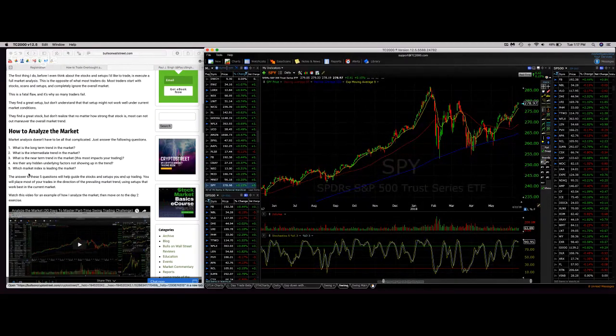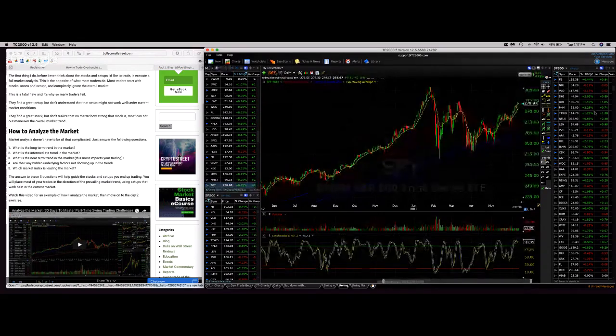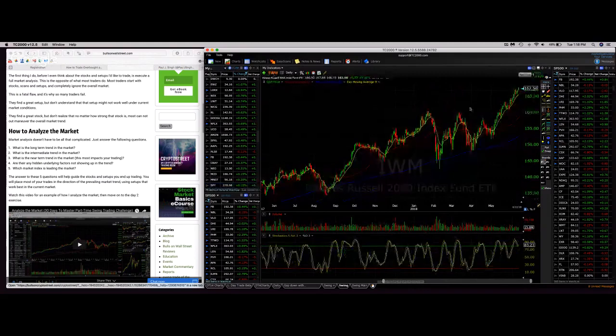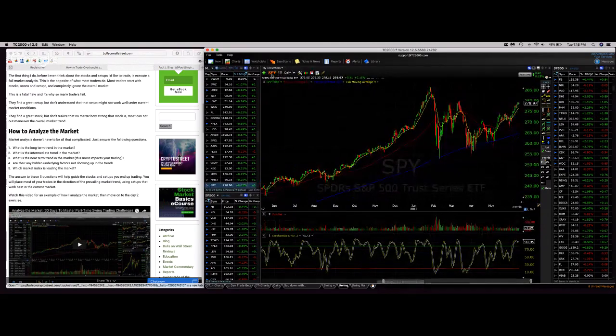And then, which market index is leading the market? We want to see QQQ and IWM leading. That means it's a very strong market, and they are leading right now. If we look at SPY, SPY is way down here, hasn't even hit its high yet, whereas the QQQ is at all-time highs and IWM is at all-time highs. That is a very good thing for the market. So because of that, we have decided to get very aggressive right now.